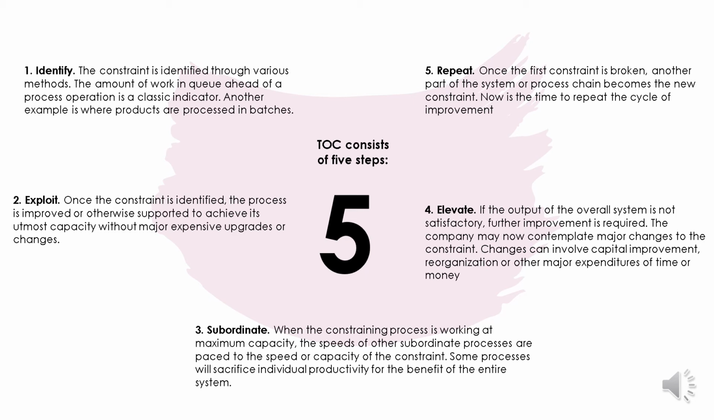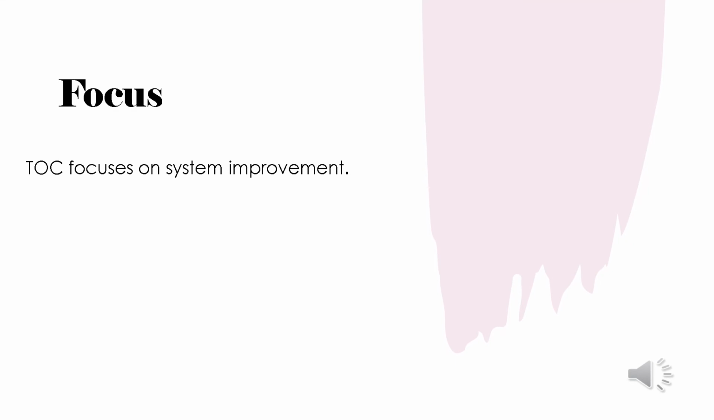Number 5. Repeat. Once the first constraint is broken, another part of the system or process chain becomes the new constraint. Now is the time to repeat the cycle of improvement. Focus. TOC focuses on system improvement.